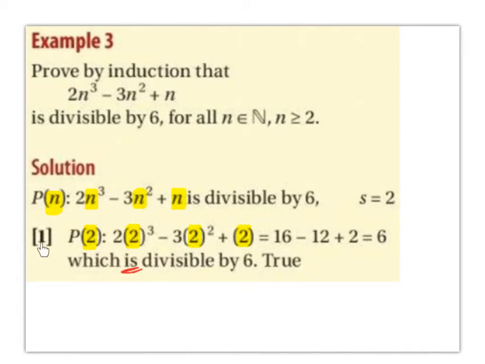So step 1, we swap each of these n's for 2. So P(2) is 2 times 2 cubed minus 3 times 2 squared plus 2, which gives us 16 minus 12 plus 2, which is 6, which is divisible by 6, so it's true. 6 is divisible by 6.